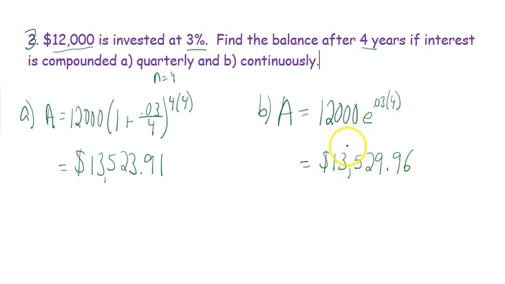The continuous compounding is always going to be more than compounding any other way. Obviously, it's going to be closest to daily or by the minute if that is something that you wanted to calculate. But your continuous compounding will always be bigger and would be the best case scenario if you wanted to earn more money.